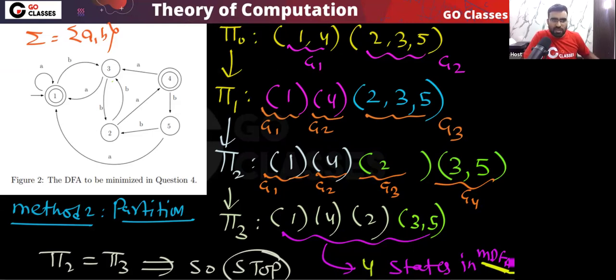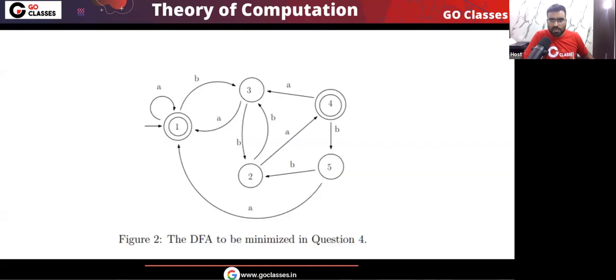So now you tell me, which method did you like? This same question we have done using 2 methods, method number 1 and method number 2. Which method did you like? Which method will you use? Method number 1. Okay, you can always use method number 1. Very simple. Whatever question comes in the GATE exam, you can apply method number 1.